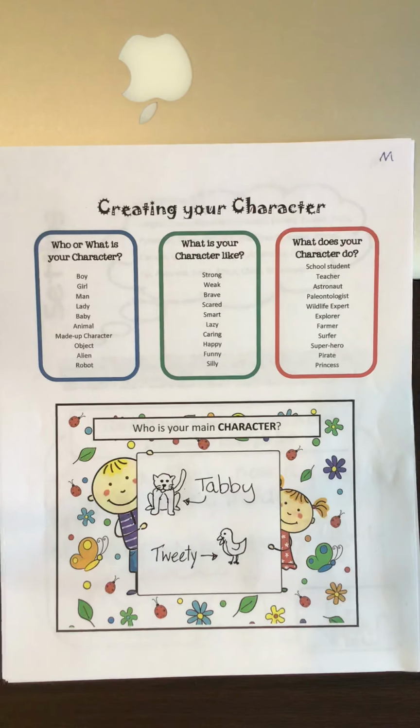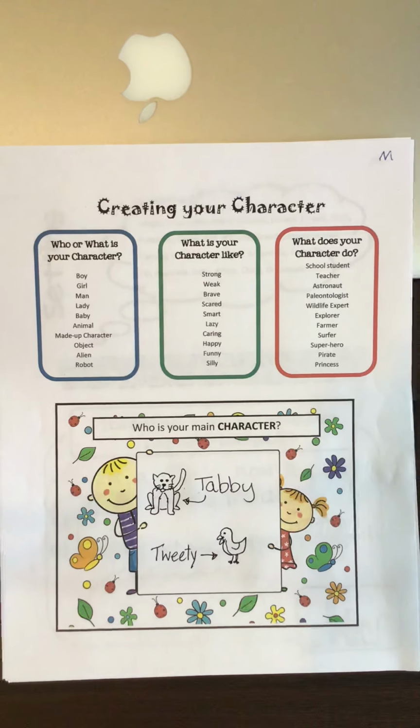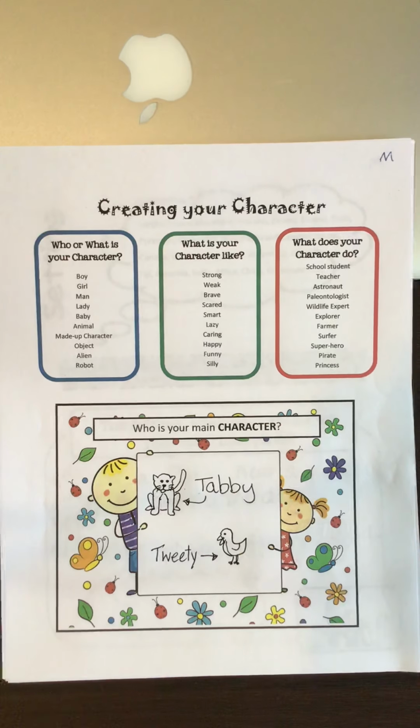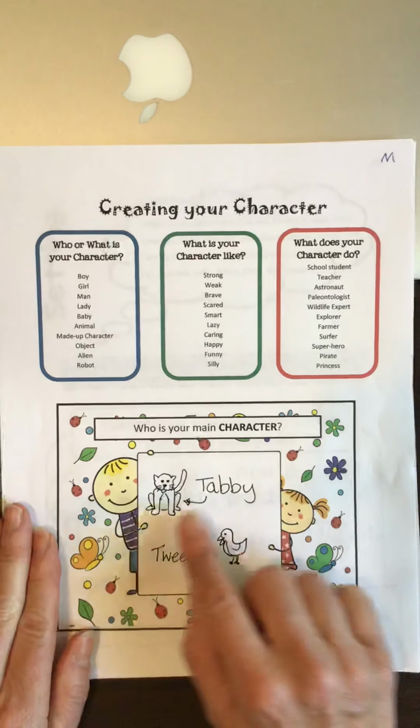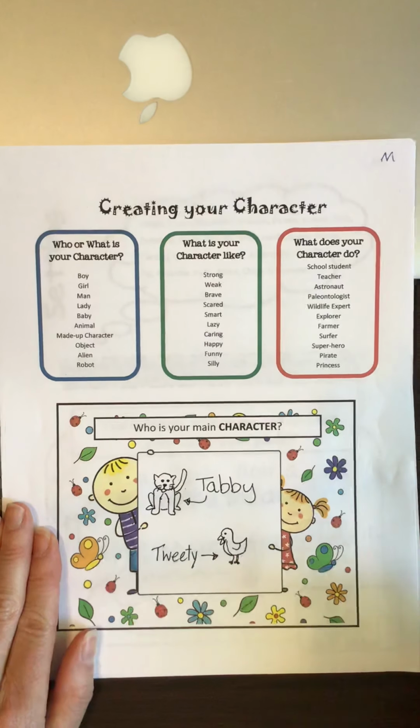So this week we're keeping the parameters for our characters to be animals only. So make sure that your story has only animals for characters. And that should be pretty easy to do. There's lots of animal choices you can come up with. So my main characters for my story this week are Tabby the cat and Tweety the bird.